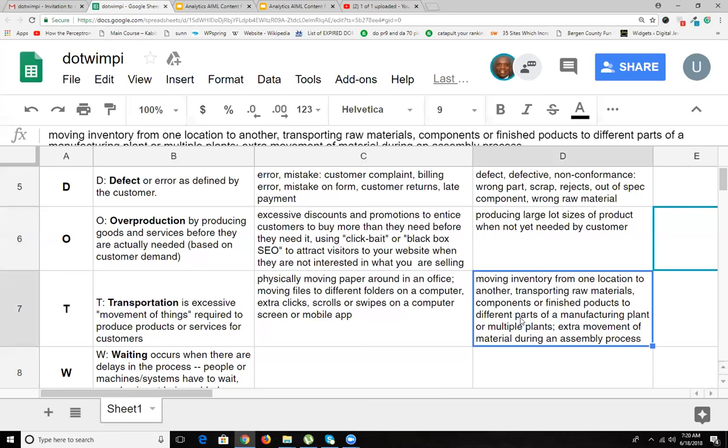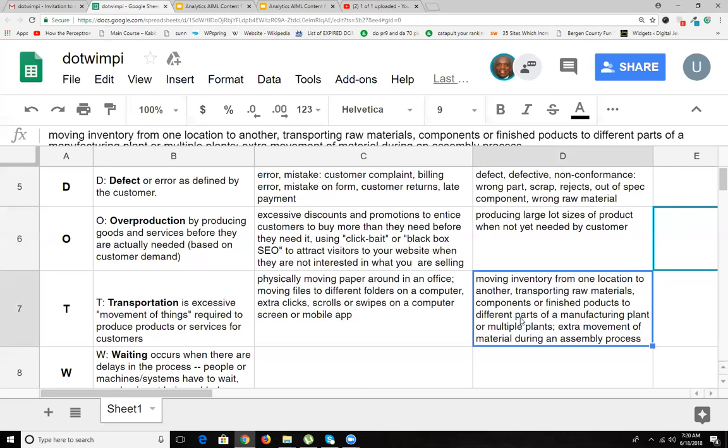And as we talked about before, from a transportation, manufacturing, and production perspective, it's moving inventory from one location to another, transporting raw materials, components, finished products, work in process inventory, all of those types of things around the different plants or different parts of the plant, raw material that's incoming, and things that have to get moved around to different parts of your assembly line, because you created all this excessive transportation or movement of things.